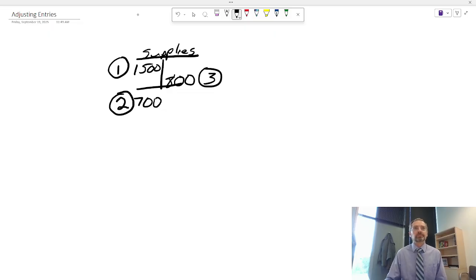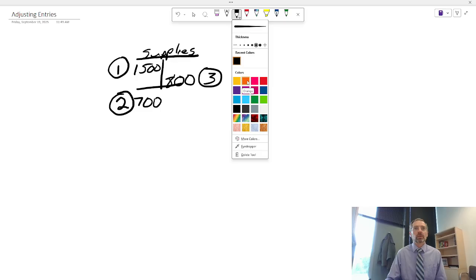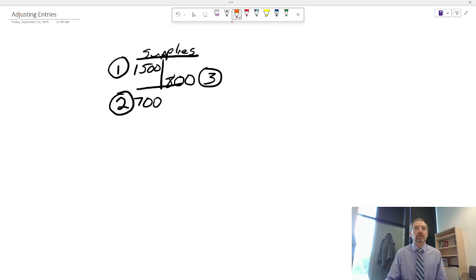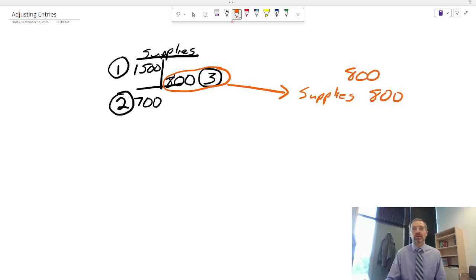All right, and what goes in the journal entry is step three. So we would now make a journal entry. We know this is half of the journal entry. We know we have to credit supplies $800. We need some sort of debit to offset this credit. And in this case, it's going to be supplies expense.